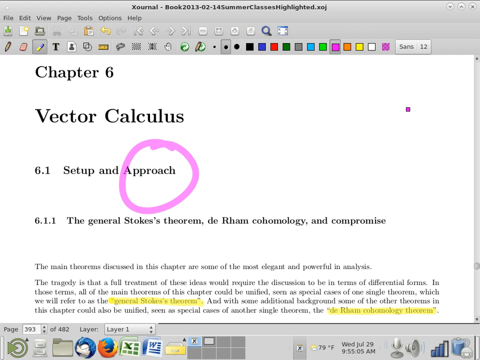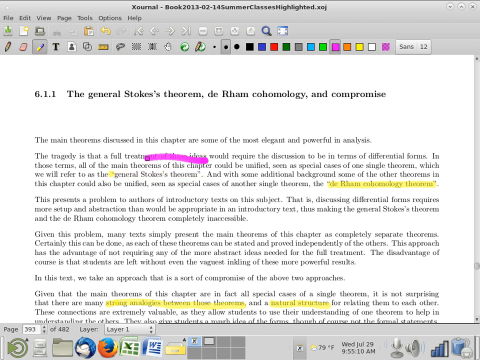There are big, powerful theorems, the General Stokes' theorem and the de Rham cohomology theorem, that are just way beyond what we can do in Math 212, and I wouldn't begin to talk about that in detail in this course. But that would be sort of the ideal. Okay, so what are we actually going to do? Well, we're going to talk about some special case theorems, several special cases of these big theorems.